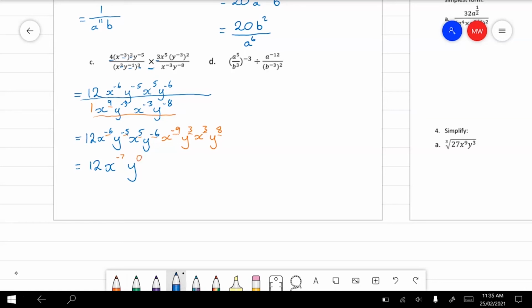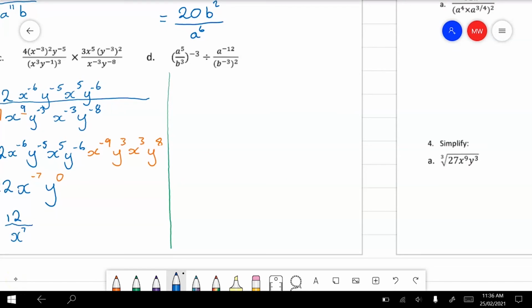We have to answer this in positive index form, so everything that's positive stays up, the 12 stays up, and the y to the power of 0 is 1, so we don't have to write that one anymore, and x to the minus 7 goes down to become positive.